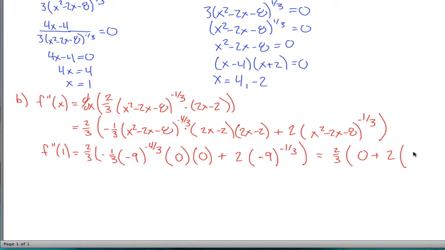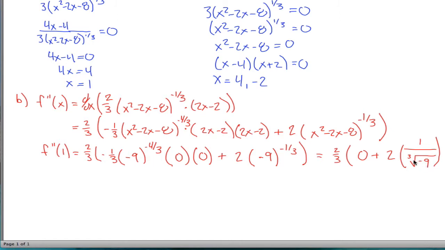power. What that means is you have a negative 9 cubed root down on the bottom of a fraction. So it looks kind of like this. You don't need to know what this value is. All you need to know is this is a negative number.